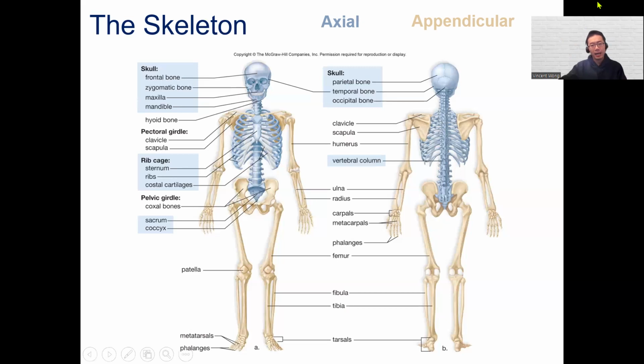And everything else that hangs on it would be part of the appendicular skeleton. That includes your shoulder blades, the scapula, the entire arm, the entire leg, as well as part of your pelvic girdle. So we're going to learn all these bones today, hopefully.